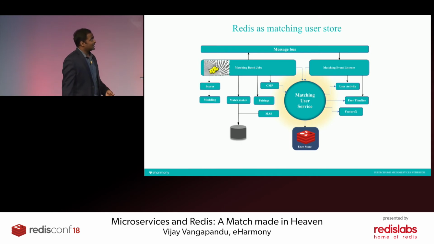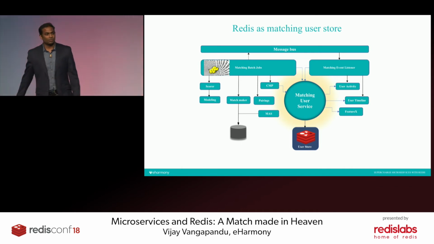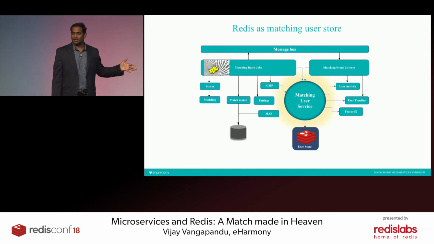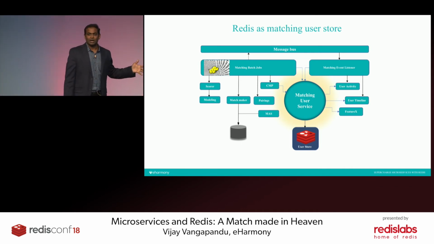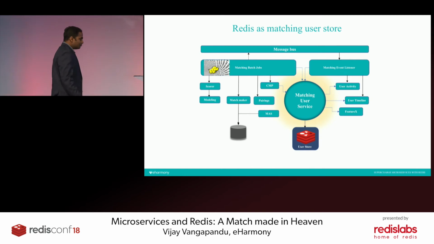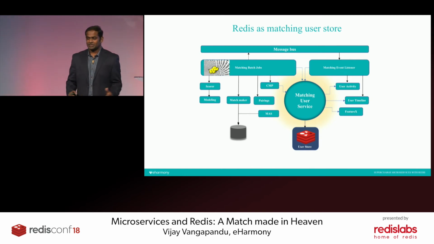Next use case is Redis as matching user store. This is really huge. By far, this is our biggest store for now. I think we're going to migrate more things, but this is the biggest store. So what does it do? As I explained to you about the matching system, our matching system has both offline and online.